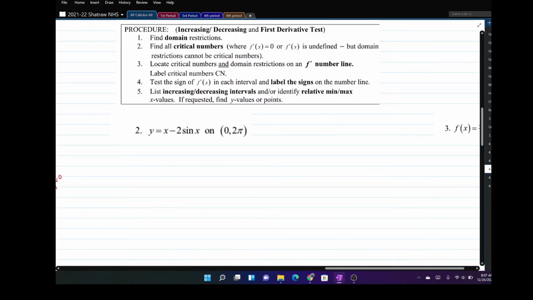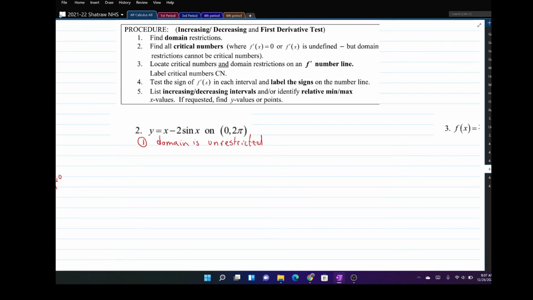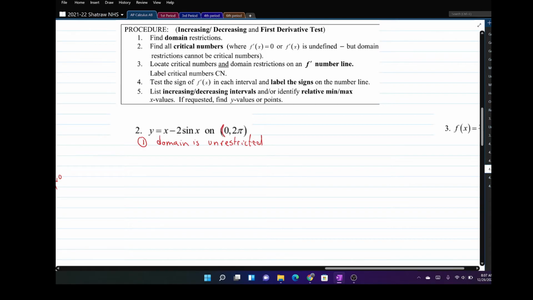So here we start with number 2, and we're going to follow the procedure here. So number 1, I'll note that the domain is unrestricted. How do I know? Well, I could plug in anything I want for x, and sine is also defined everywhere, so I could plug in anything for sine of x, and I'm not going to have any trouble being able to find the answer. There's no rational function here. I'm not worried about taking the square root of a negative number, so the domain is unrestricted. I could be anywhere. Now I am noting this right here, and I'll talk about it more in a minute.